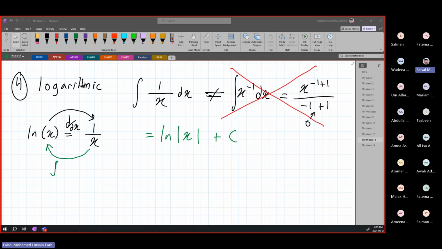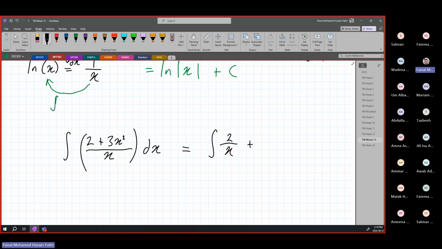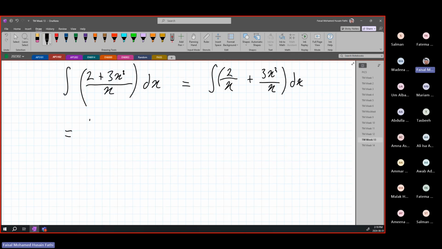All right, so let us look at a question. Let's say we have something like, just a quick practice, the integration of 2 plus 3x squared over x dx. Remember that in integration, you can integrate each part on its own. So first thing we can do is write 2 over x plus 3x squared over x, all of this into dx. In other words, we can write this as the integration of 2 over x dx plus the integration of 3x squared over x dx.